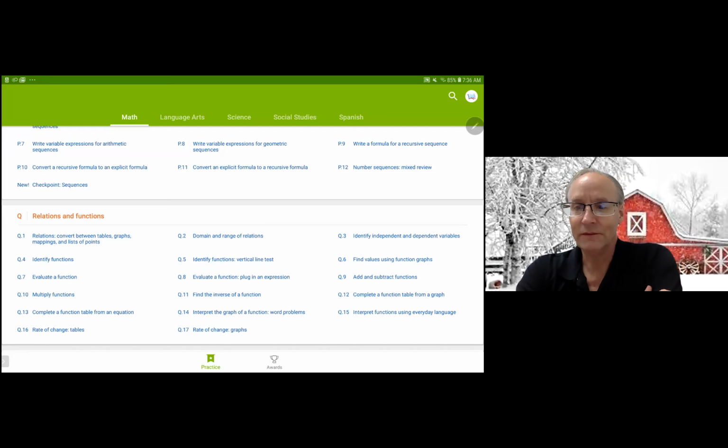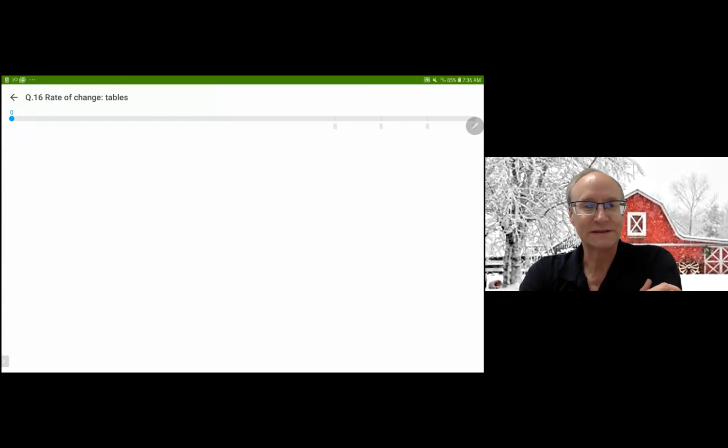Hi, everybody. Today we're going to do Q16. We're almost done with the section. It is rate of change from tables. It's pretty interesting. I actually previewed it, and it's a good thing because it's a little bit confusing if you don't know what you're to look for. So here it is. Let's take a look.